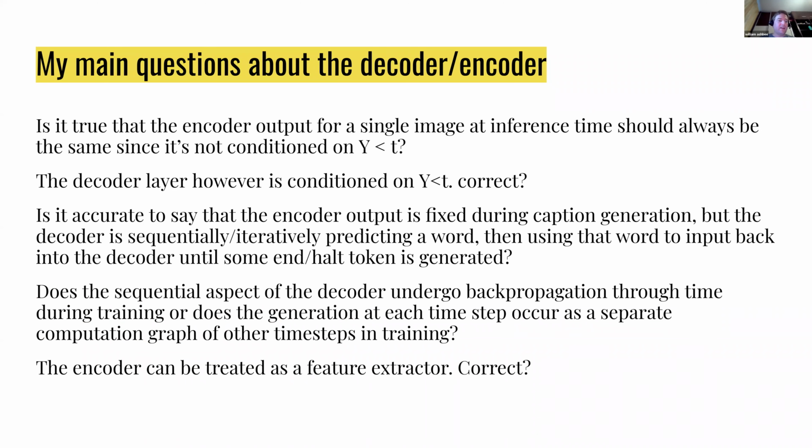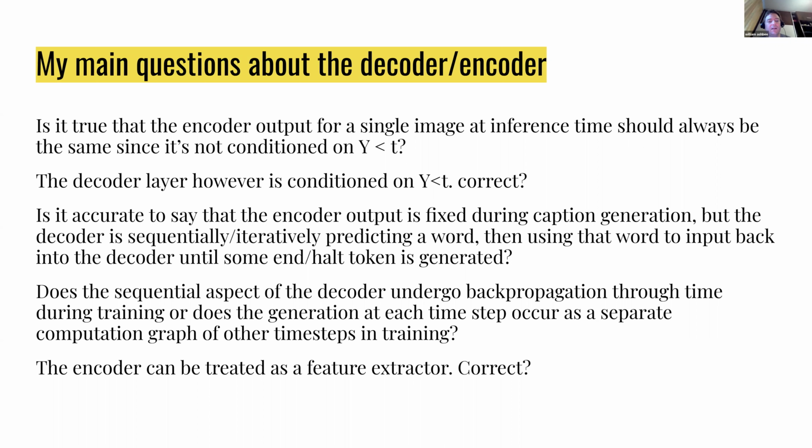Okay. All right. Is it true that the encoder output for a single image at inference time should always be the same, since it's not conditioned on y less than t? So basically, this is image captioning. A single frame is like one image. Because the encoder is not conditioned on the caption, the encoder is basically a feature extractor. You're only going to get one representation out of the image at inference time.